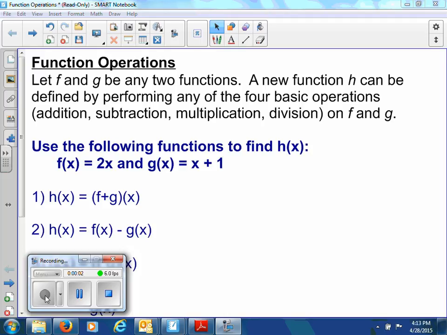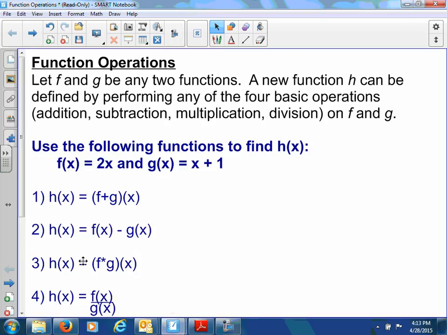Function operations. We're going to take any two functions, and with those two functions, you'll be able to create a new function. For example, here we've got f of x and g of x. We're going to combine these functions using our four basic operations of addition, subtraction, multiplication, and division to get an h of x. For example number one, h of x is going to be f plus g of x, or f of x plus g of x.